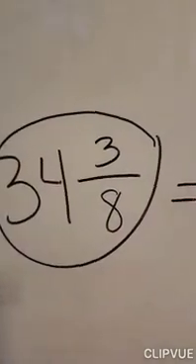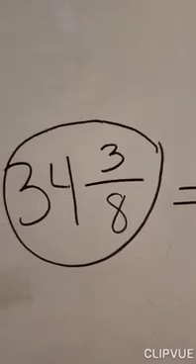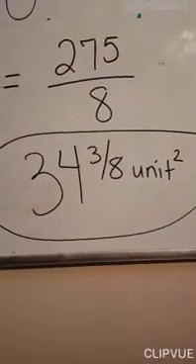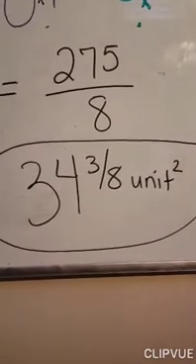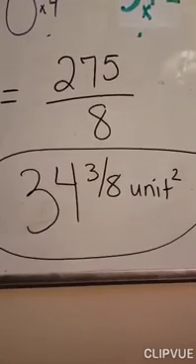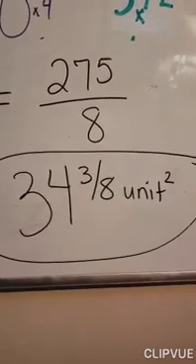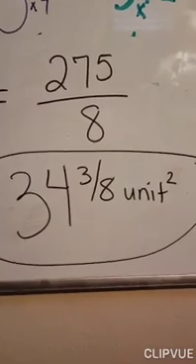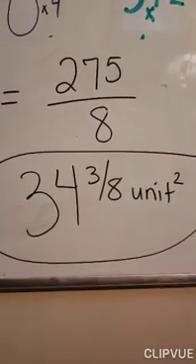Are we missing anything? Yes, we are missing our units. So in reality, our answer should be 34 3/8 squared units. Again, we are getting the area, so your exponent should be 2. Again, this is how you should turn in your work using mixed numbers, multiplying fractions, and including your units.